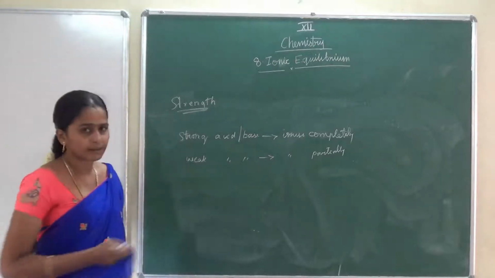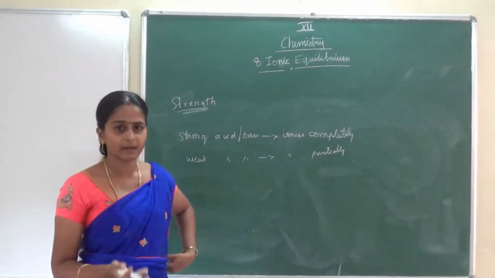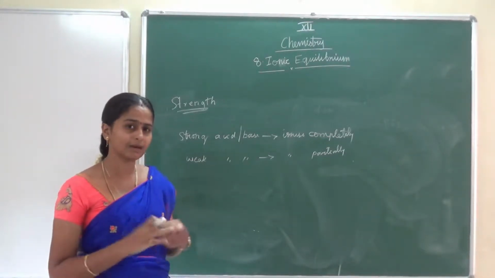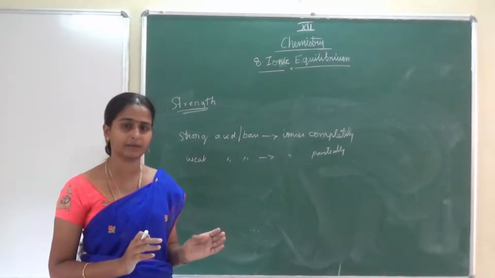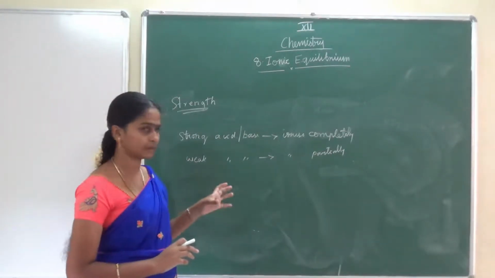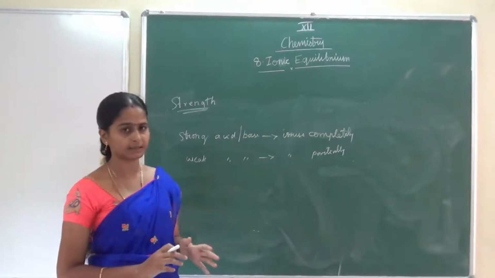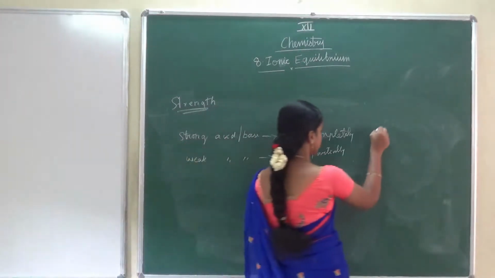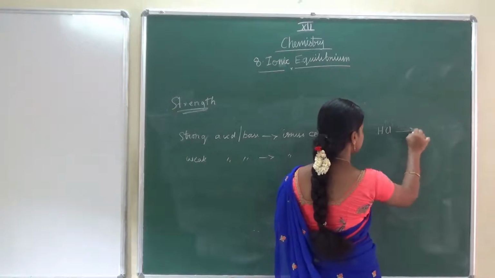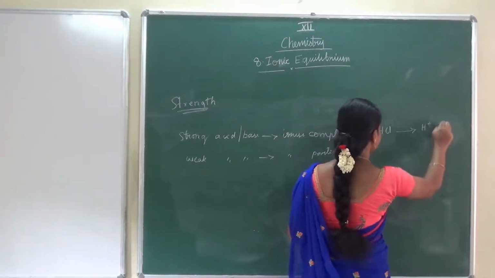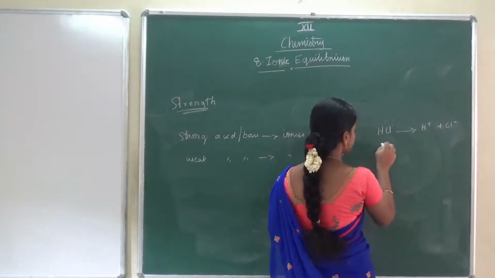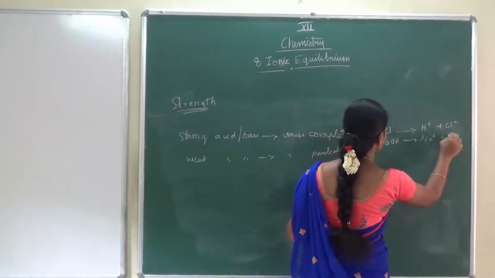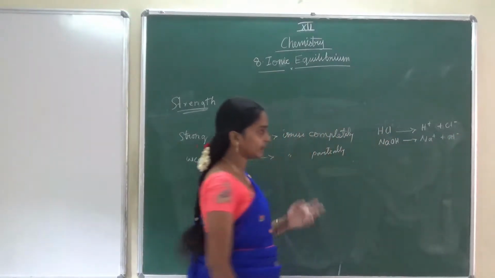Just like camphor in water, it won't dissolve, but at the same time it releases its smell, isn't it? Like that, the bond does not break even though it shows the acid property. So that is called what? Weak acid, partially ionized. Now some examples for strong acid and base. Strong acid: HCl is a strong acid because it dissociates as H plus and Cl minus. For strong base, NaOH gives Na plus and OH minus, complete ionization will be there.